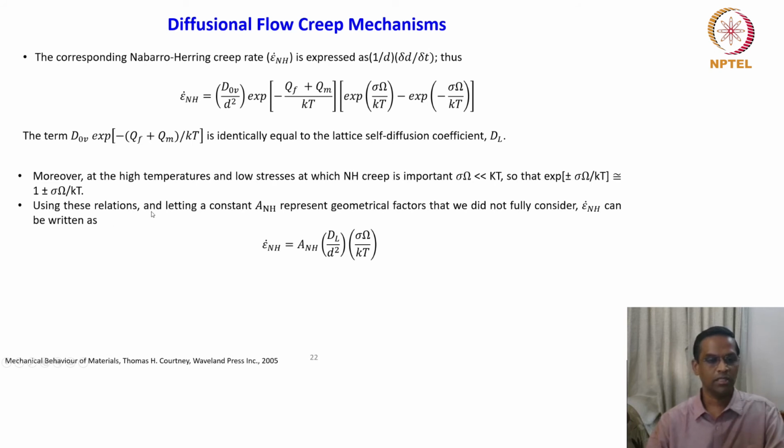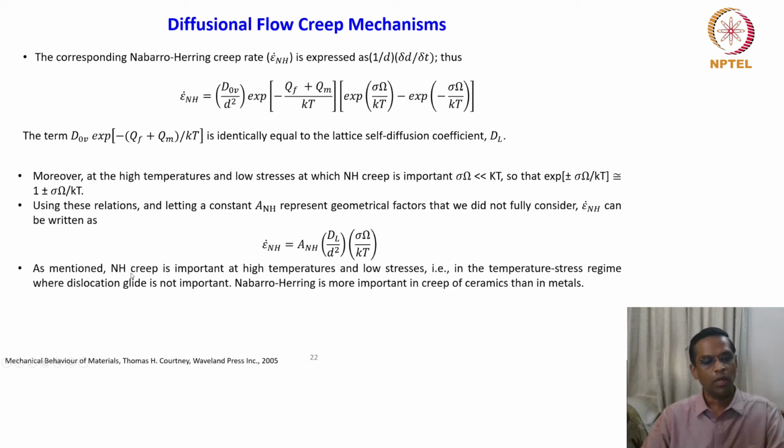Using these relations, and letting a constant A_NH represent the geometrical factors that we did not fully consider, epsilon dot NH can be rewritten as epsilon dot NH equals A_NH D_L by d squared, into sigma omega by kT. So this is the final expression for Nabarro-Herring creep.